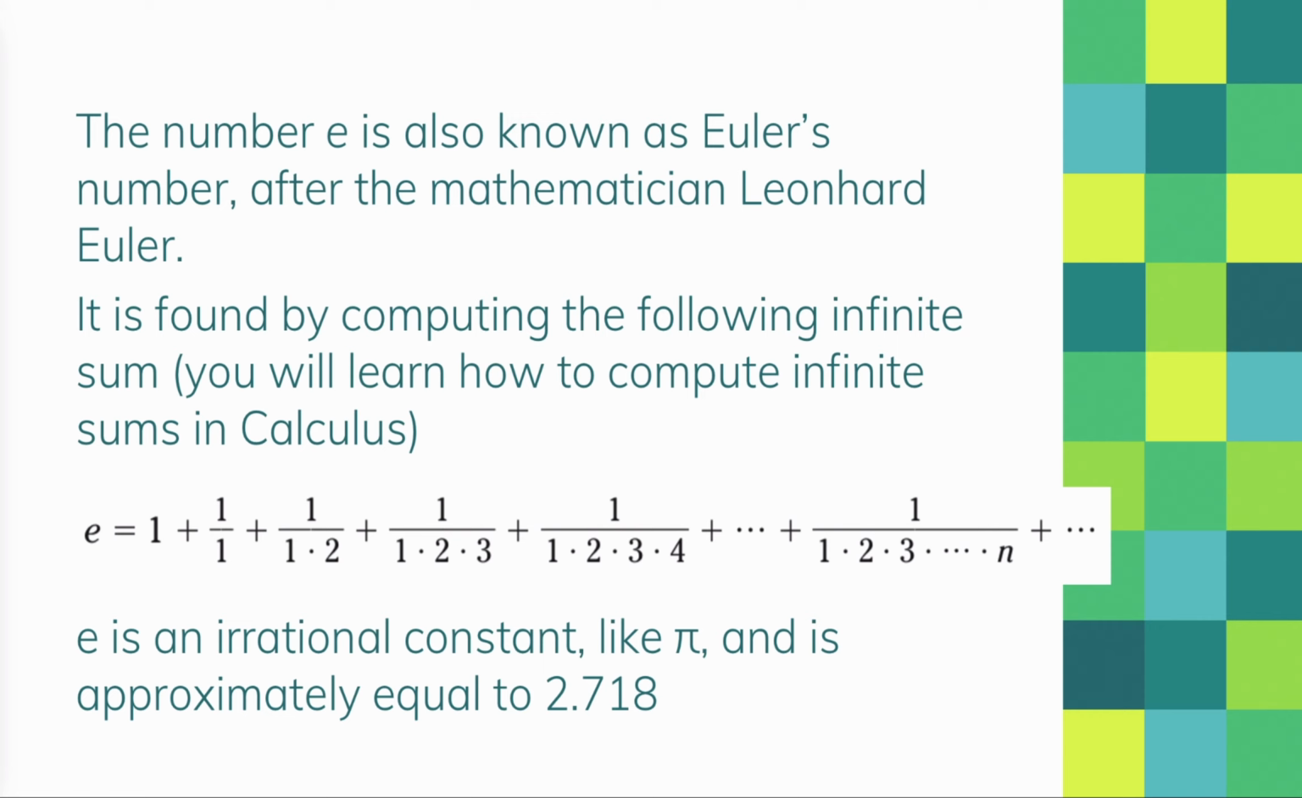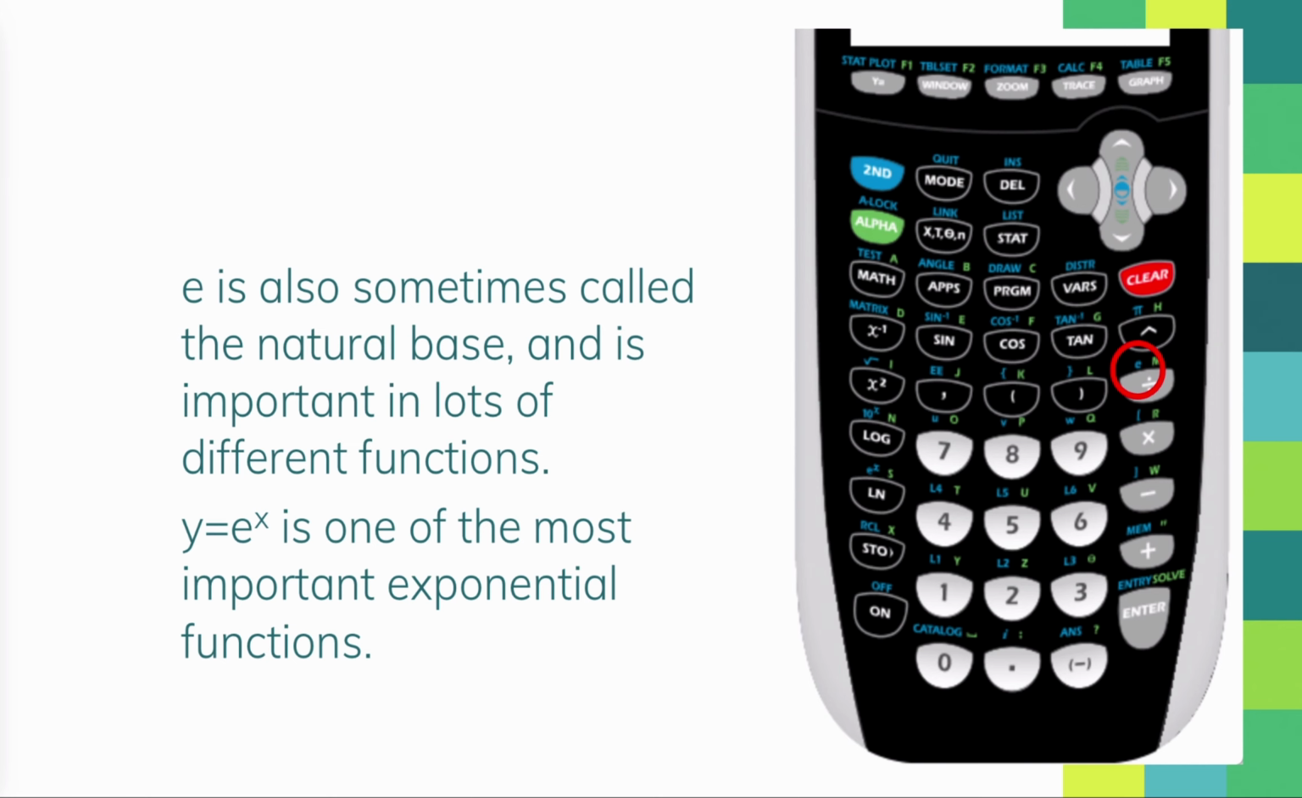It's an irrational constant, like pi, and it's approximately equal to 2.718. It's also sometimes called the natural base, and it's important in a lot of different functions. y equals e to the x is one of the most important exponential functions. So you've got an e button right here on your calculator, or if you are raising it to an exponent, you've got an e to the exponent button right here that you can hit instead of having to hit the little caret. Saves you a button press.